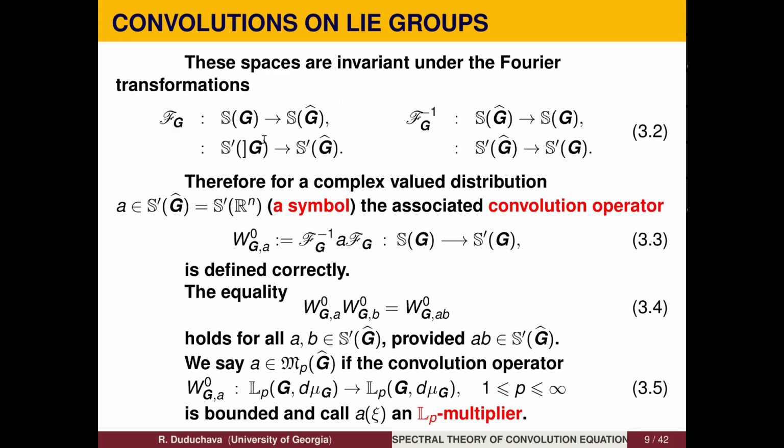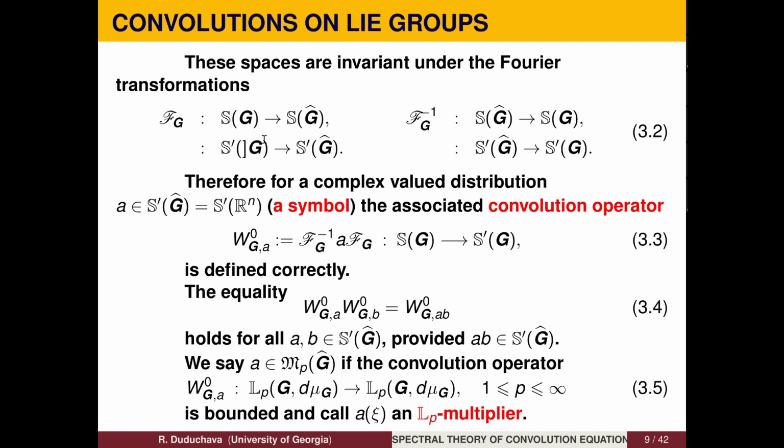Then we also have a property as for the usual Fourier transform. Under our admission that the group is isomorphic to Rn, the Fourier transform maps the Schwarz space on the group to the Schwarz space on the dual group.